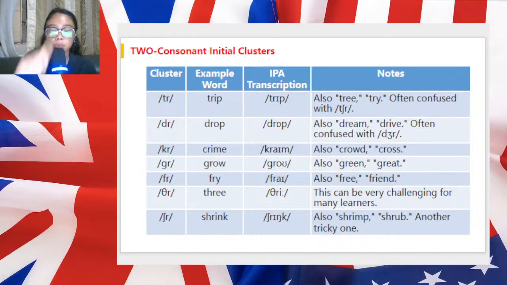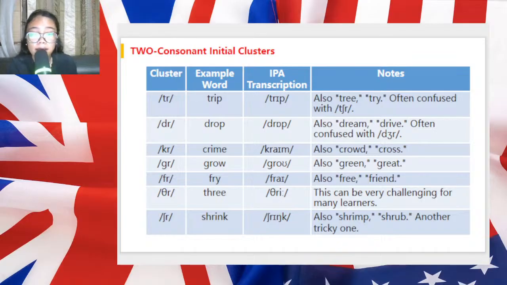Okay. First, we have the TR cluster, as in trip. Now this is a very common one, but it can sometimes be confused with a slightly different sound. So when you say trip, it's the T sound flowing directly into the R sound, trip.